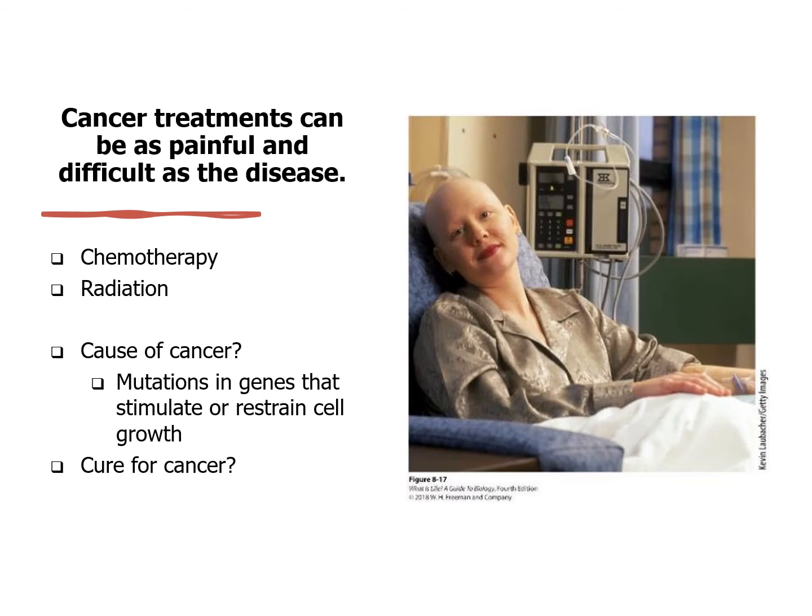So treatments for cancer, unfortunately, can be as painful and as difficult as the disease itself. If you've ever had a loved one or someone you know go through cancer treatments, you know that it's difficult. So you have two main types of treatment, chemotherapy and radiation. The difference is that chemotherapy is a whole body treatment. Essentially, you're pumping a poison into the body and hoping that the poison will kill the cancer before it kills the person or the organism having the cancer.